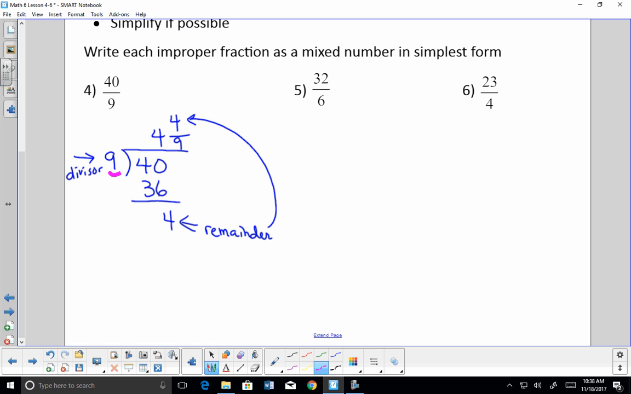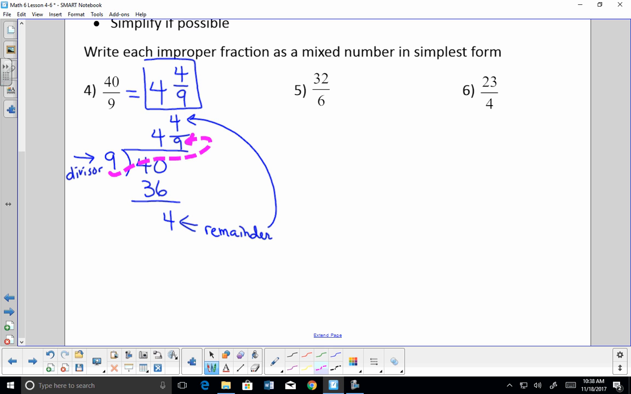to there. Okay, so when you change an improper fraction into a mixed number, you make sure that the remainder becomes the top of your fraction and the divisor becomes the bottom of your fraction. So this becomes 4 and 4 ninths. How do we check this? We can multiply back. 9 times 4 is 36, plus 4 is 40, all over 9. That happens to work.